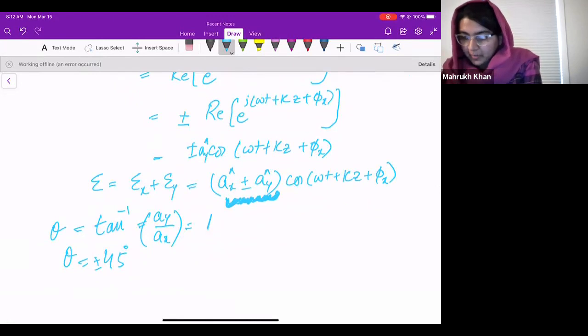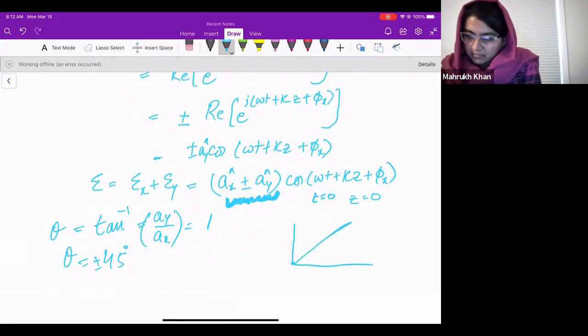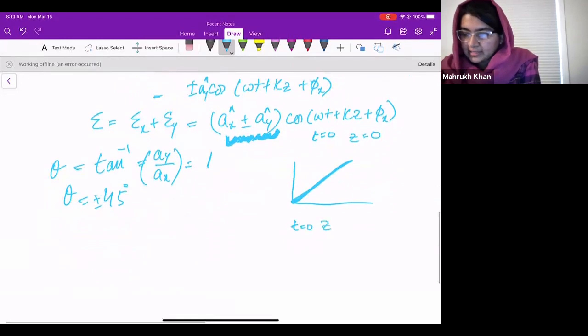Now, if we plot it, how is the phase decided? So let's say t equals 0 and z equals 0. In this case, the resultant vector will be drawn at 45 degrees, if it is plus 45, let's say. Now, if t equals 0 and z equals lambda by 4, in this case k is 2 pi by lambda into lambda by 4, which is pi by 2. So this will be 0. See what I'm doing? I am just trying to find out the phase here.